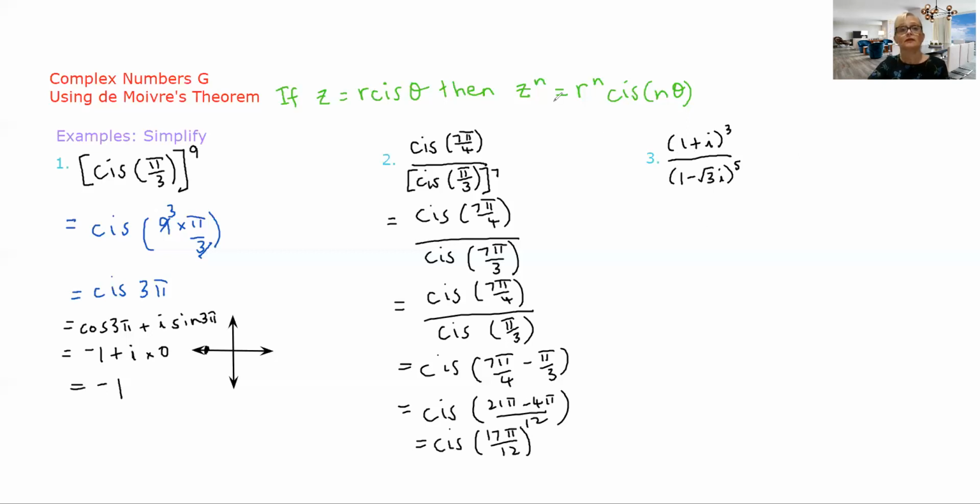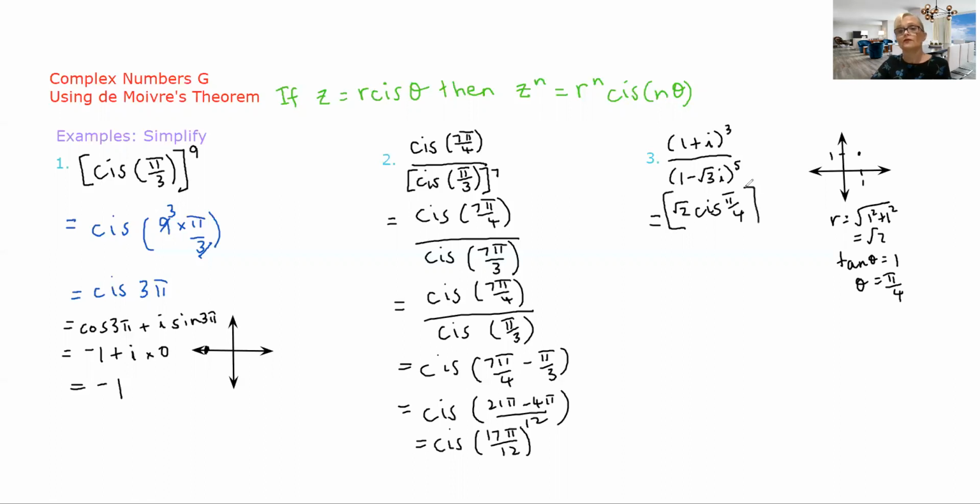Just having a quick look for a minute at 1 plus i. So 1 plus i is here. So it's in the first quadrant. What's r going to be? R is going to be square root of 1 squared plus 1 squared, which is √2. Tan of theta is going to be 1. And in our first quadrant, we know that theta will be pi on 4. So we can convert the numerator fairly easily into √2 cis of pi on 4. And all of that is cubed.